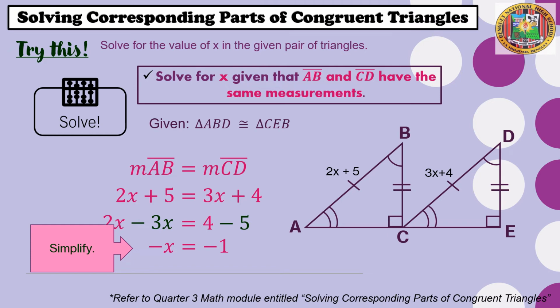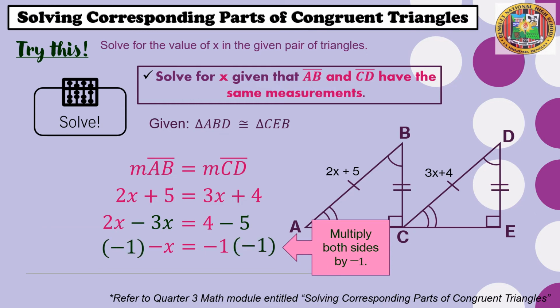Because we need x to be positive, we multiply both sides of the equation by negative 1 so that when we multiply negative x with negative 1, we get a positive x. But since we also multiply negative 1 with negative 1, that gives us a result of positive 1, which is equal to x.